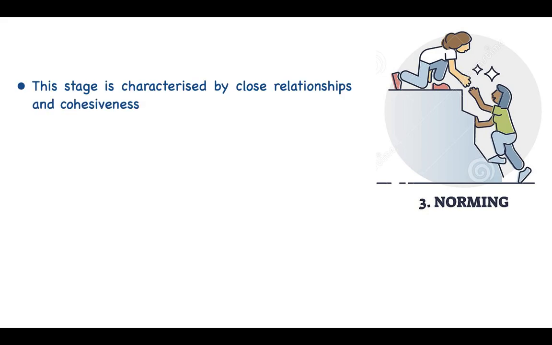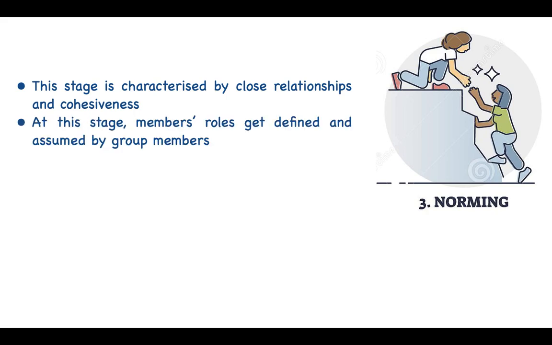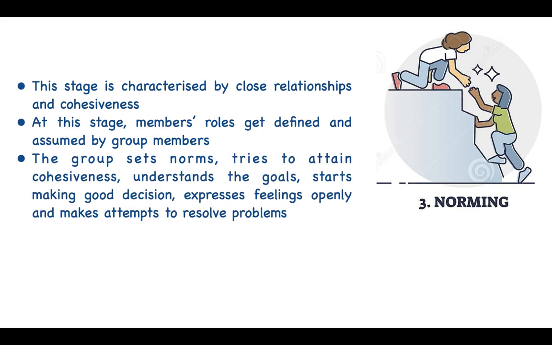Next stage would be the norming stage. In the norming stage, we say that people have now gotten over the resistance, and now they've started forming close relationships with each other. There's a cohesiveness amongst the members, and in this stage members' roles get defined and they will assume different responsibilities among the group members. So they will know who will be the leader, who will be leading, who will be controlling, and what kind of behavior is acceptable in the group.